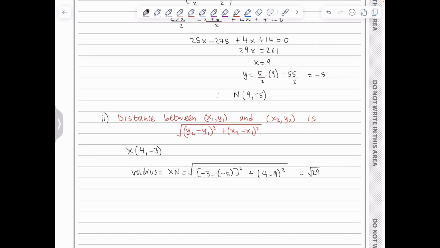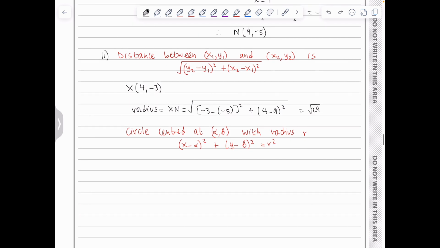This is the radius of the circle, and knowing that the circle centered at alpha, beta with radius r has equation (x minus alpha) squared plus (y minus beta) squared is r squared, we can simply write down that (x minus 4) squared plus (y plus 3) squared is equal to root 29 squared, which is the equation of the circle C.